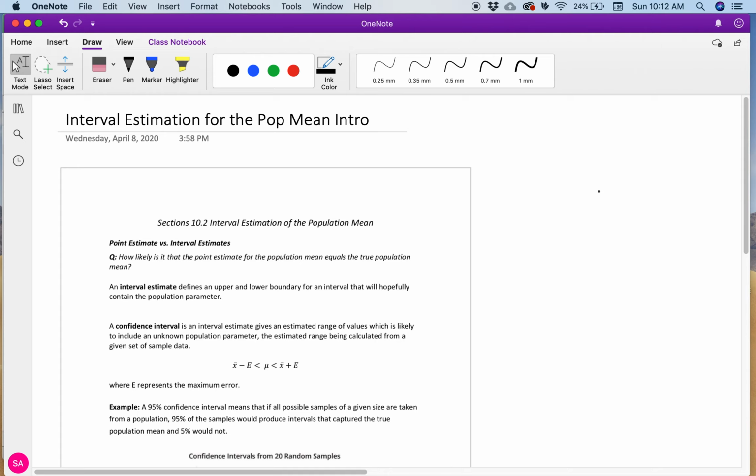Hey everybody. So in the section 10.1 video, we talked more about point estimates, where we can use like the sample mean to estimate the population mean.